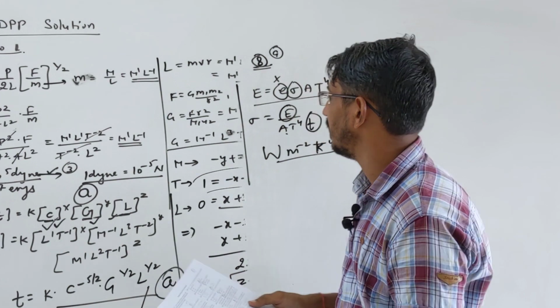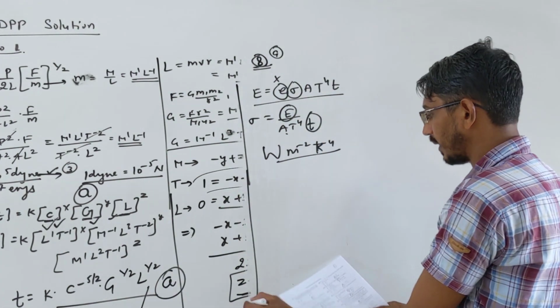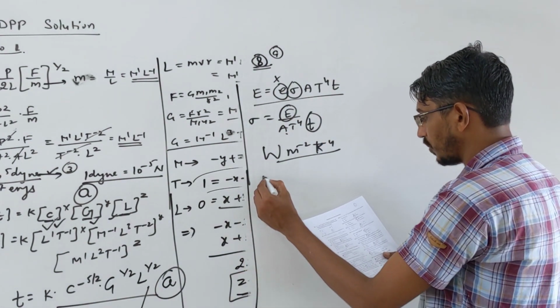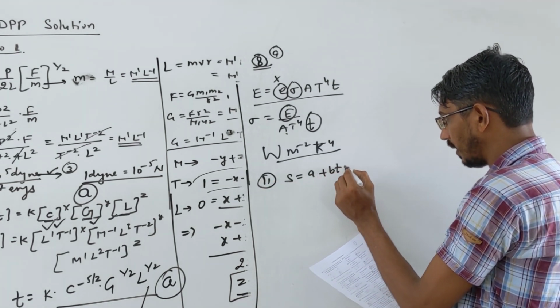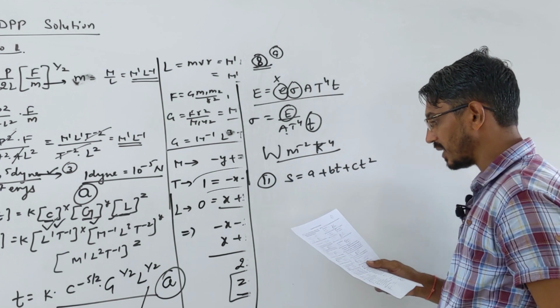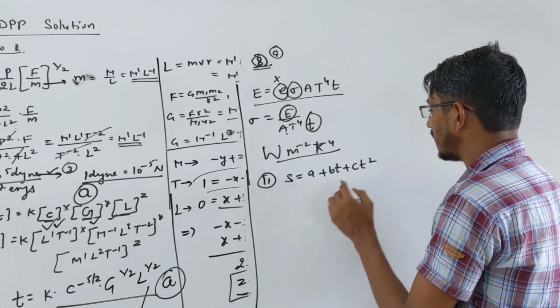What's the unit of C? Very simple. You can calculate the dimension of C and then tell the unit of C. So question number 11, which is given S is equal to A plus BT plus CT square. They are asking what is the dimension of C.